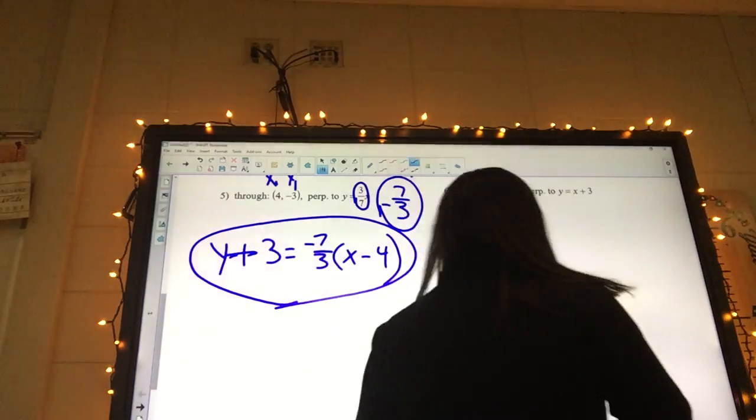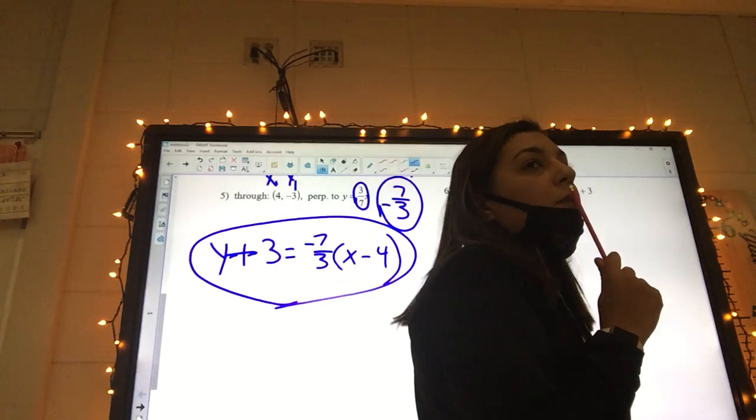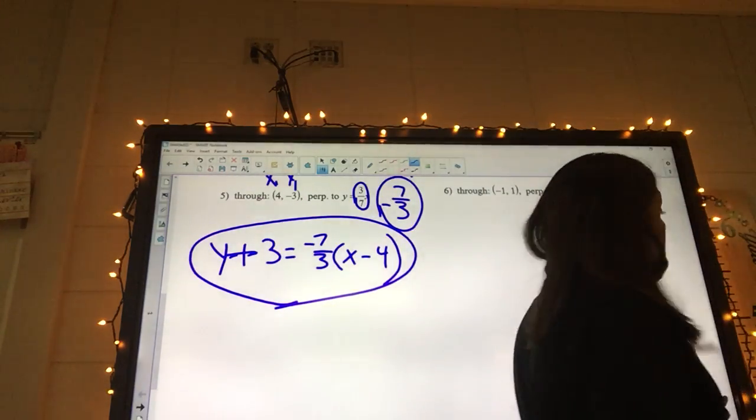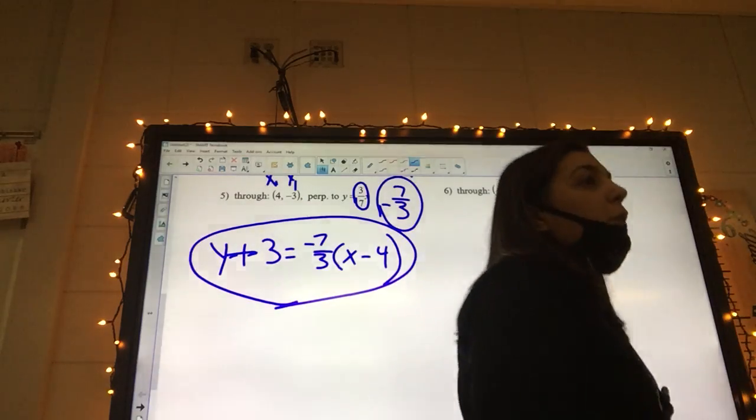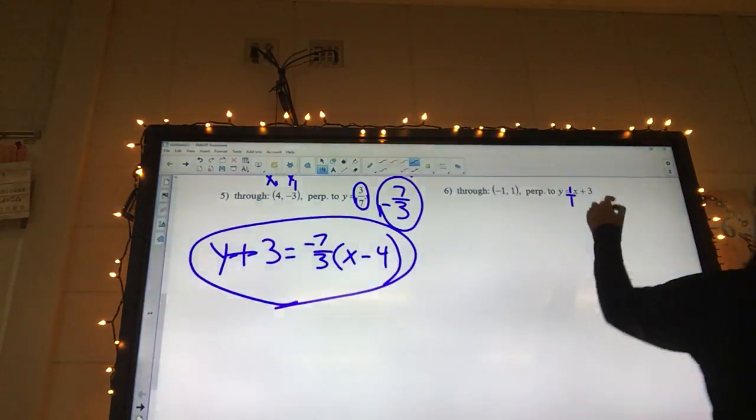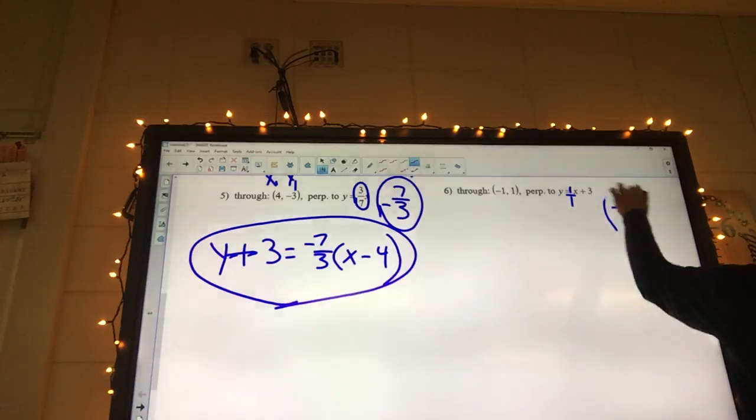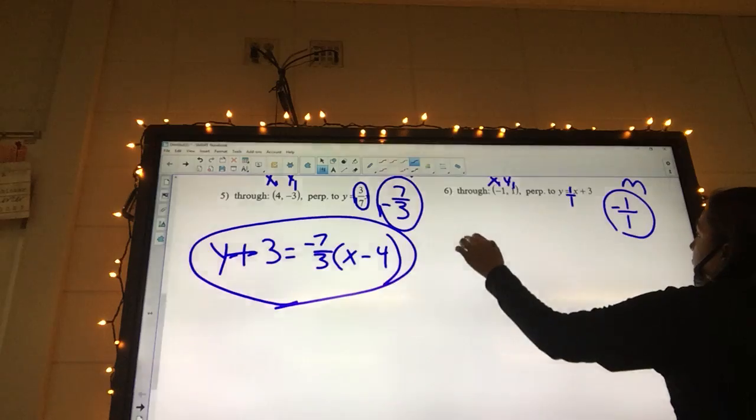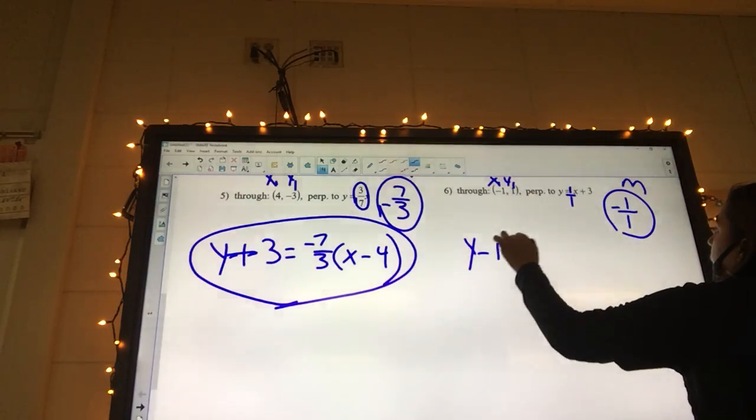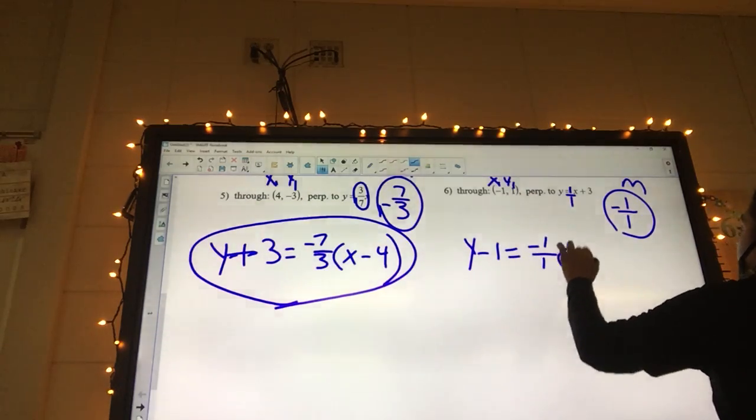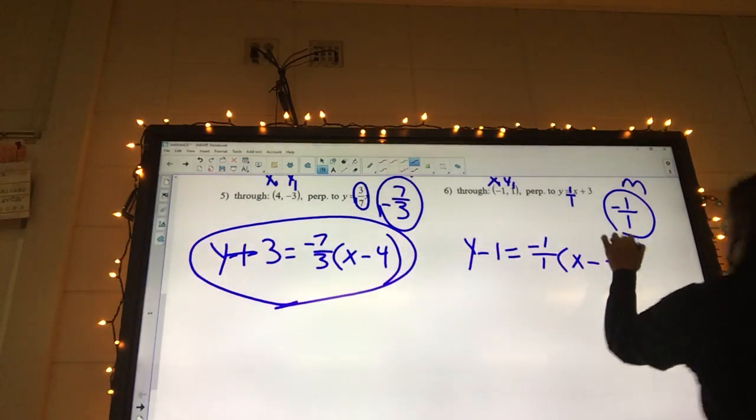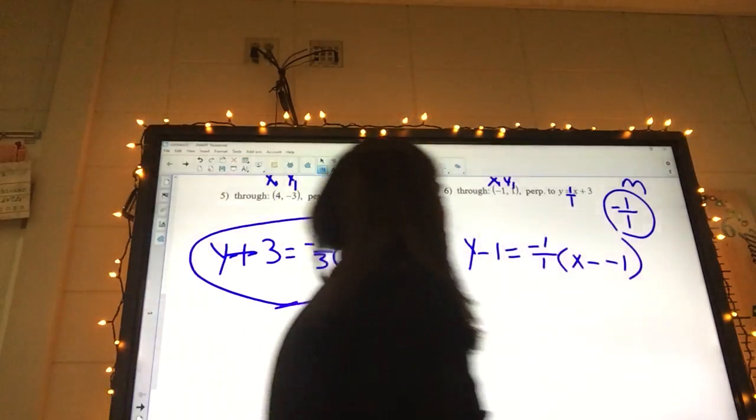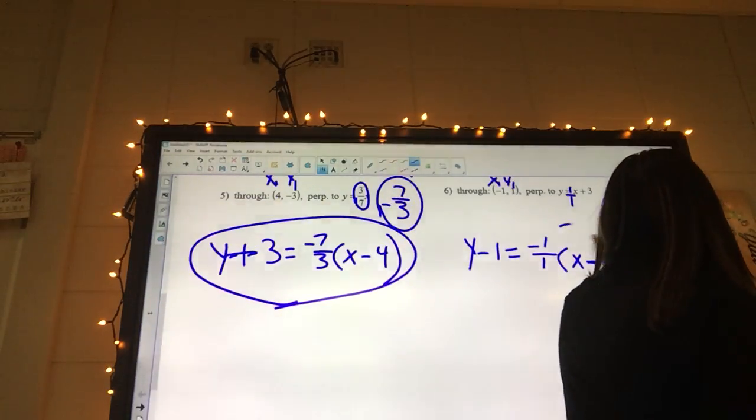Okay, so if we look at 6, what's our slope currently? 1. Any number you can write over 1, so it's really 1 over 1. So what happens when we flip it? It's still 1 over 1. And then we get to make it a negative, negative 1. So that's going to be our slope that we use. We got x1, y1. So we got y minus 1 equals negative 1 over 1 times (x minus negative 1). Okay, we need to turn this minus minus to a plus.